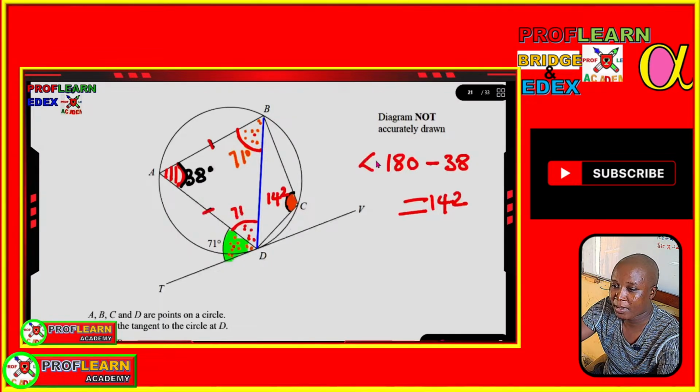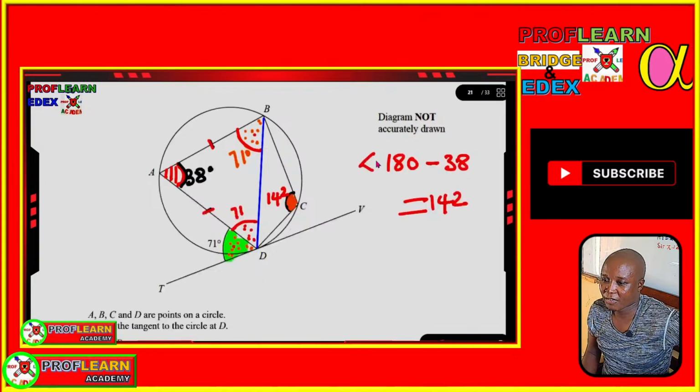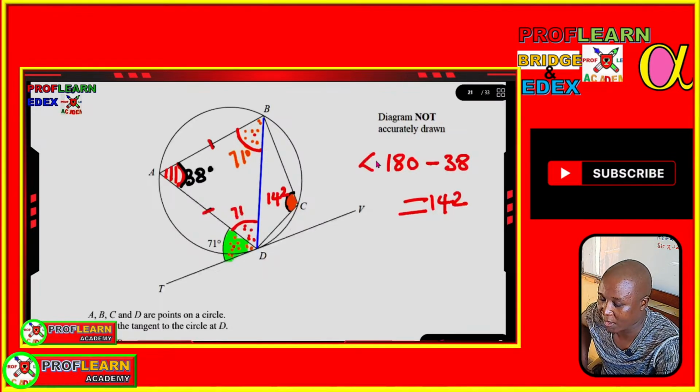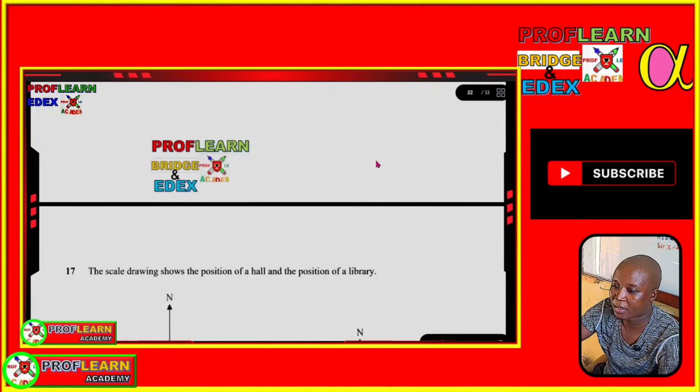Then we can find the missing angle of DAB, because that is a triangle. So we shall say 71 plus 71, and we subtract that sum from 180, which is going to be 38. So if we are finding angle C, we can use angle A, because opposite angles of a cyclic quadrilateral add up to 180. So we are going to have this angle as 180 minus 38, and that translates to 142. 142 becomes our answer in that case.